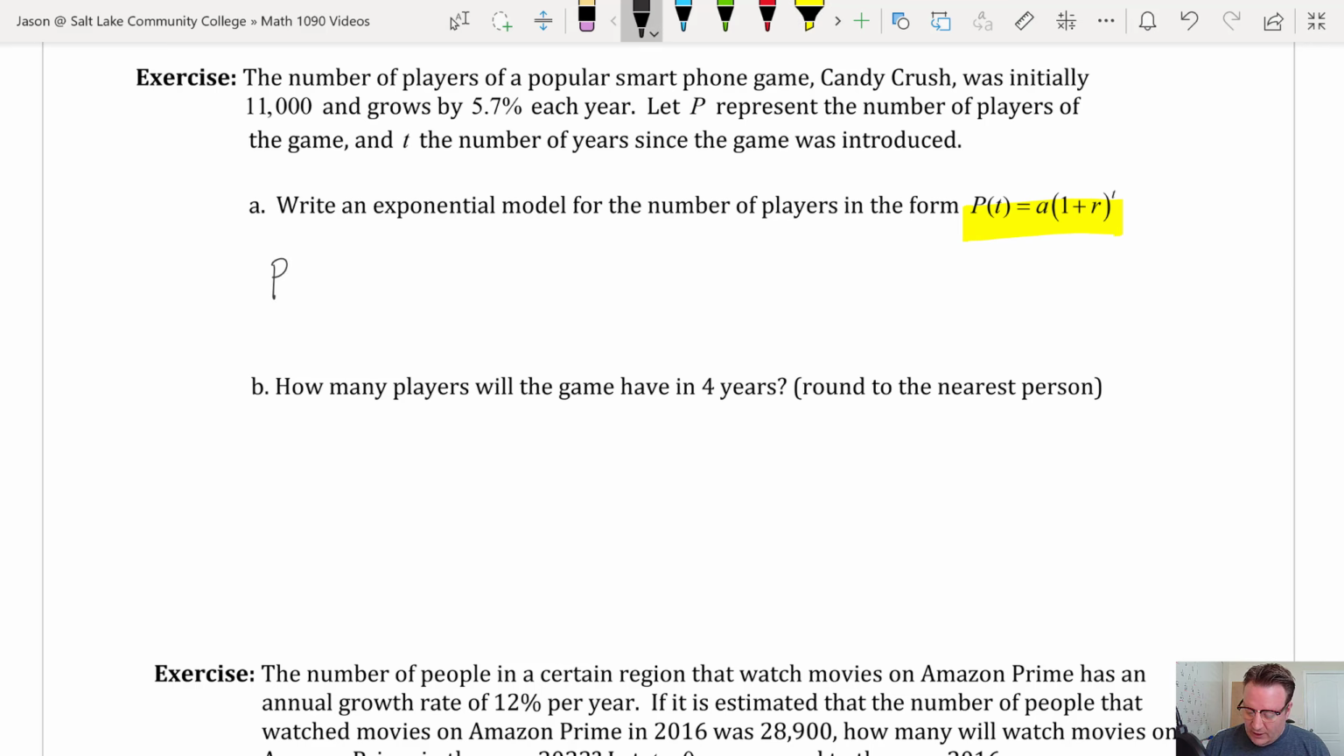So we want to use this model here to write our function. So basically what we need to do is determine A and R. So the population of Candy Crush players as a function of time, well, initially it's 11,000. So we put the 11,000 out front, and it's growing by 5.7% each year, so we're going to write 1 plus, and we need to always represent percentages as decimal numbers, so 5.7% is 0.057, and we'll raise that to the t power, to the number of years. And typically what we do is we'll rewrite this as 11,000 times 1.057 raised to the t power.